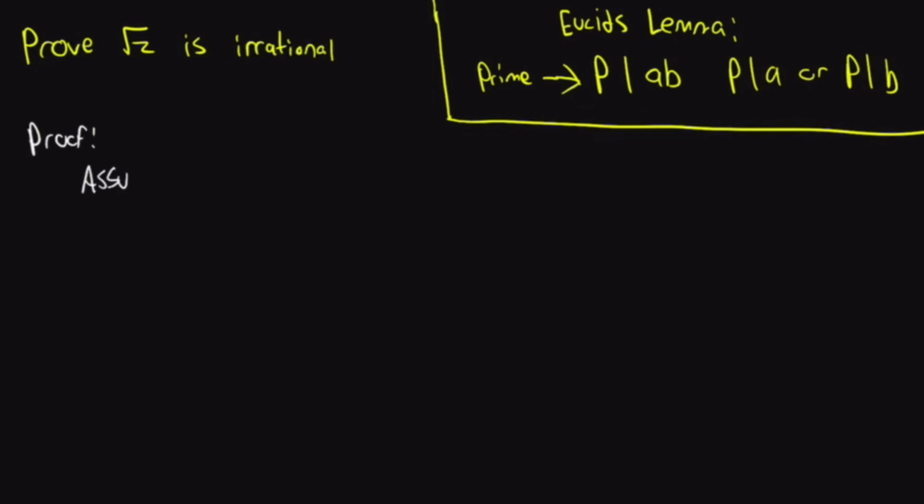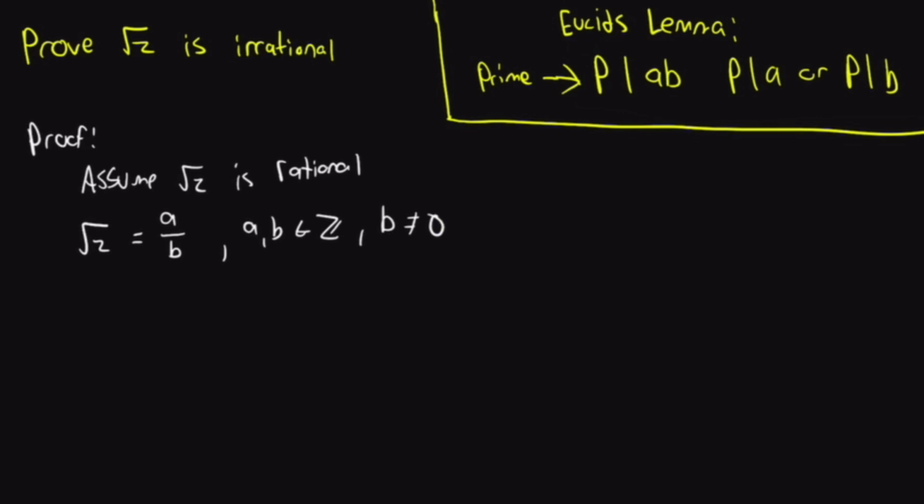So assume root 2 is rational. What this means is that root 2 is equal to A divided by B, because that's the definition of a rational number, where A and B are elements of the integers, and obviously B cannot equal 0 because you can't divide by 0. And let's make one other assumption, that the greatest common divisor of A and B is equal to 1. What this means is that the fraction A over B is in its lowest form.